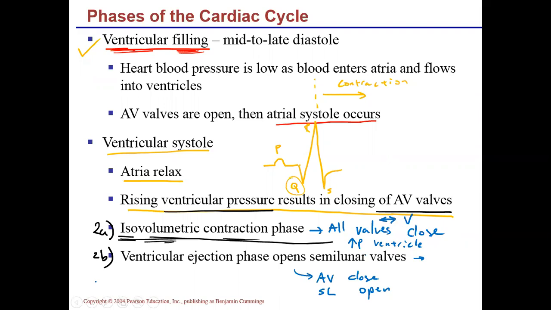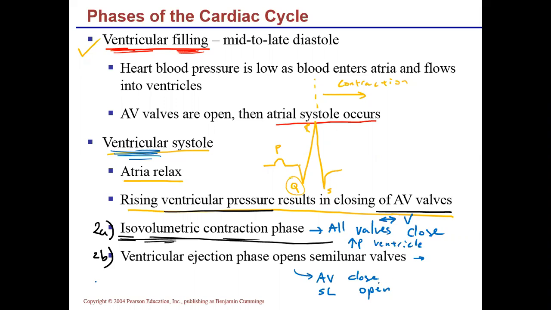Isovolumetric, that means volume doesn't change. The volume is the same. All right, that's what it is. Okay, pressure keeps on increasing, the volume is staying the same. Where? In the ventricles. Right now we're just talking about in the ventricle.